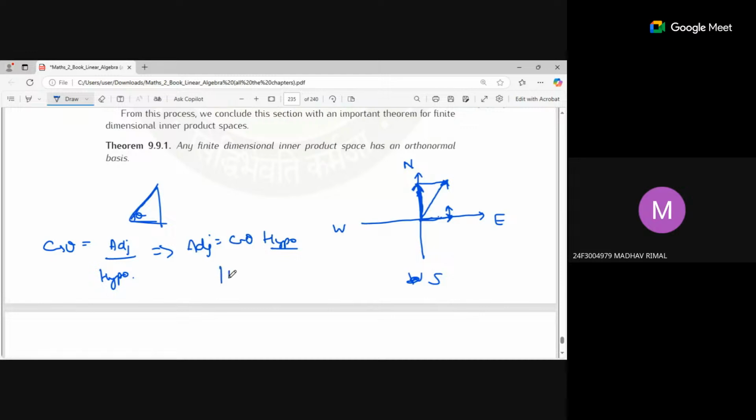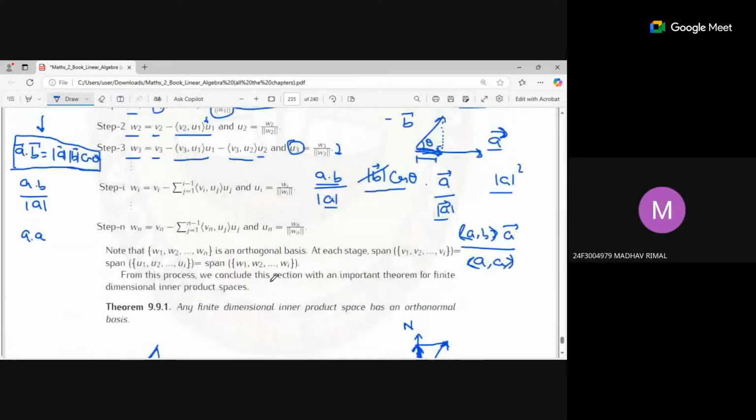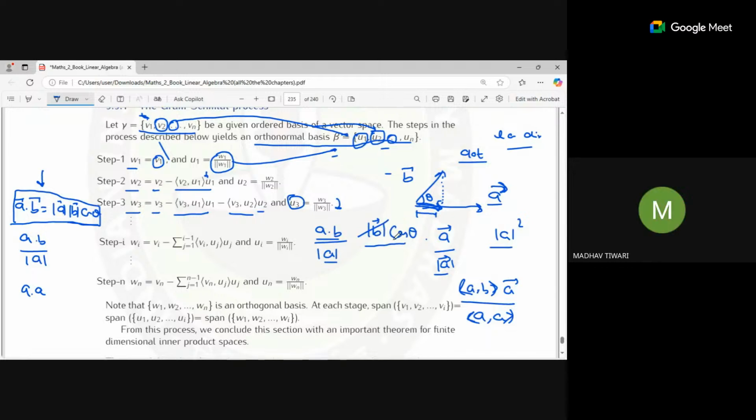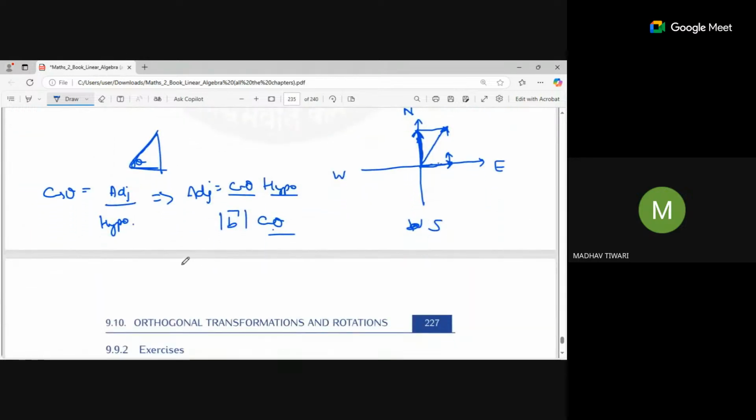What is the hypotenuse? It is the magnitude of B. So this side is nothing but B cos theta, and this B cos theta I computed from this formula. I wrote B cos theta as A dot B divided by the length of A. Okay, I got this. Now I multiply it with the direction. I want only the direction, not any magnitude. So I want a unit vector in this direction, whose length is 1. I have the A vector, and I want to make its length 1, so I can divide it by its length.